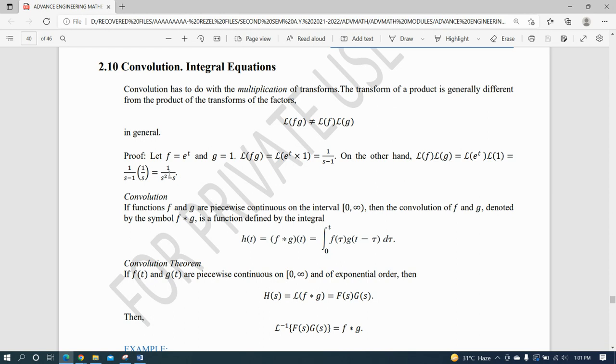And obviously, this one is not equal to this one. Okay, so makikita po natin na they are not equal. So we therefore prove this equation.